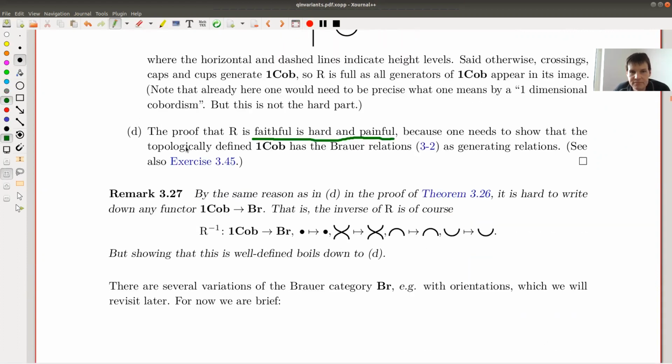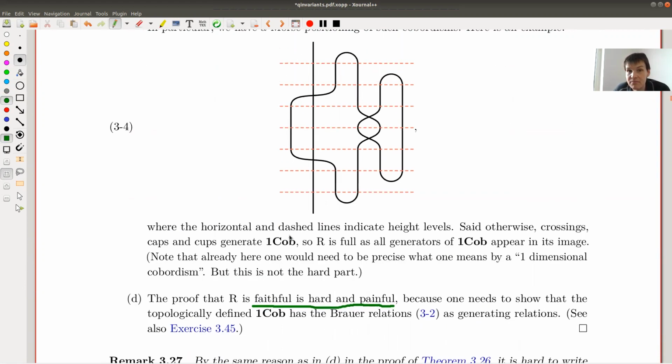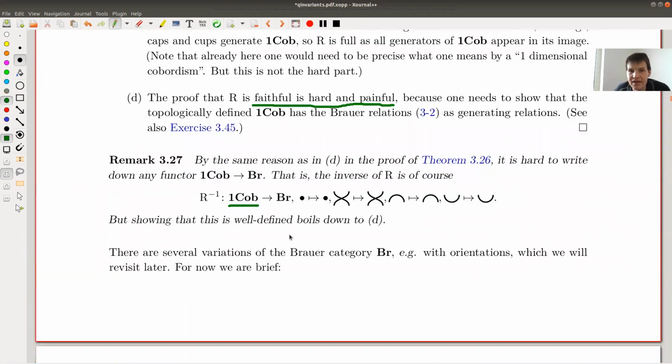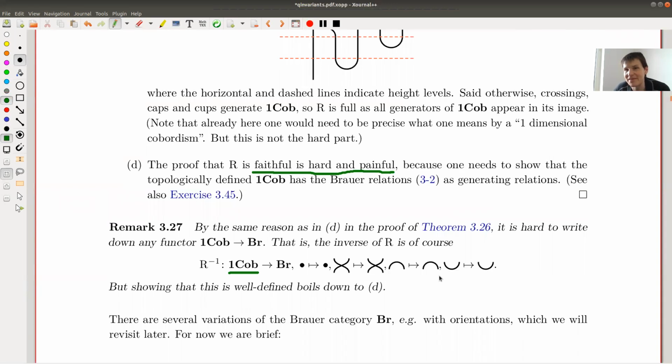Anyway, the other way around is hard because you don't have a generators-and-relations presentation of one-dimensional cobordisms. There is some inverse functor by the theorem, and of course it does exactly what you think it does. But to check that it is well defined, you kind of need to check that all relations hold in Brouwer, but you don't know the relations for one cob. So Brouwer is easier, because you precisely know what relations hold.